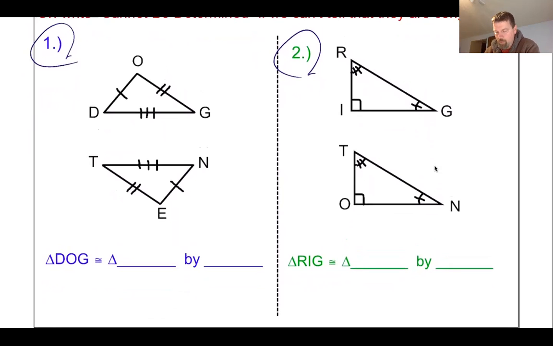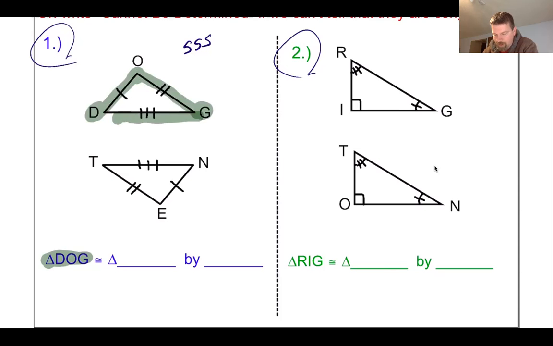All right, problem one. Those two triangles are indeed congruent. They are congruent by side, side, side. They have sides that are all in common, three pairs of sides that are congruent. So side, side, side stands for knowing all three sides are congruent to each other. Make sure you list them in the right order. This was talking about triangle DOG from D to O to G and then back.